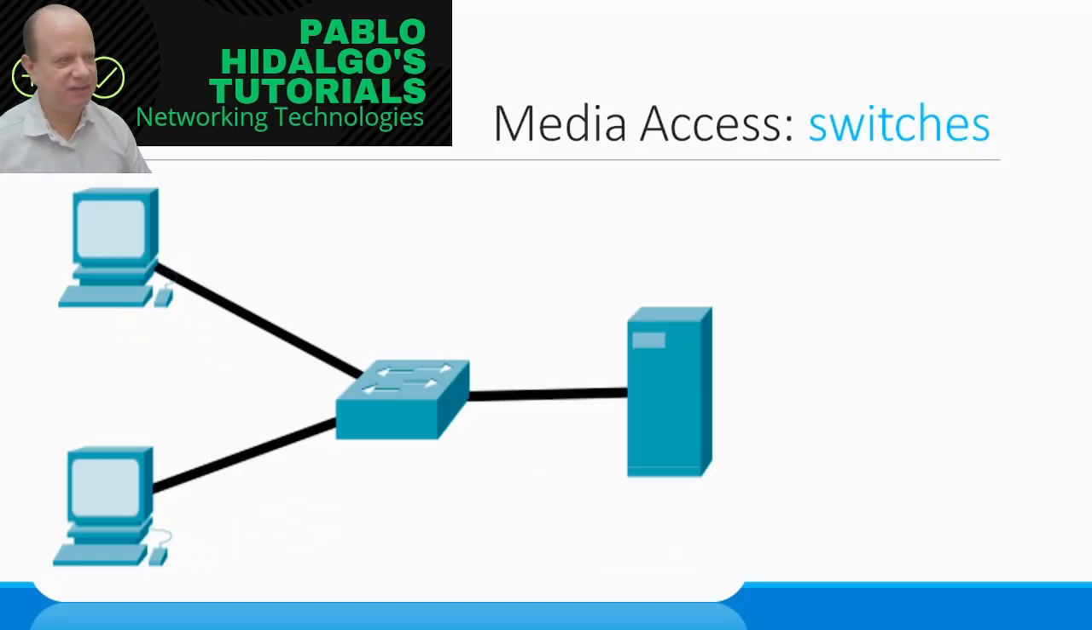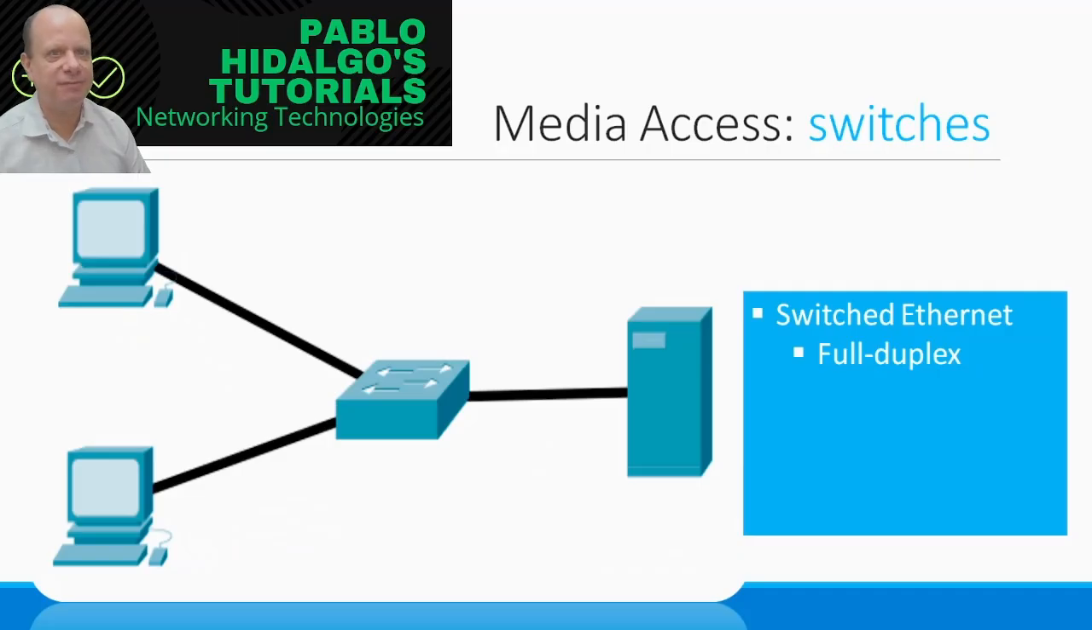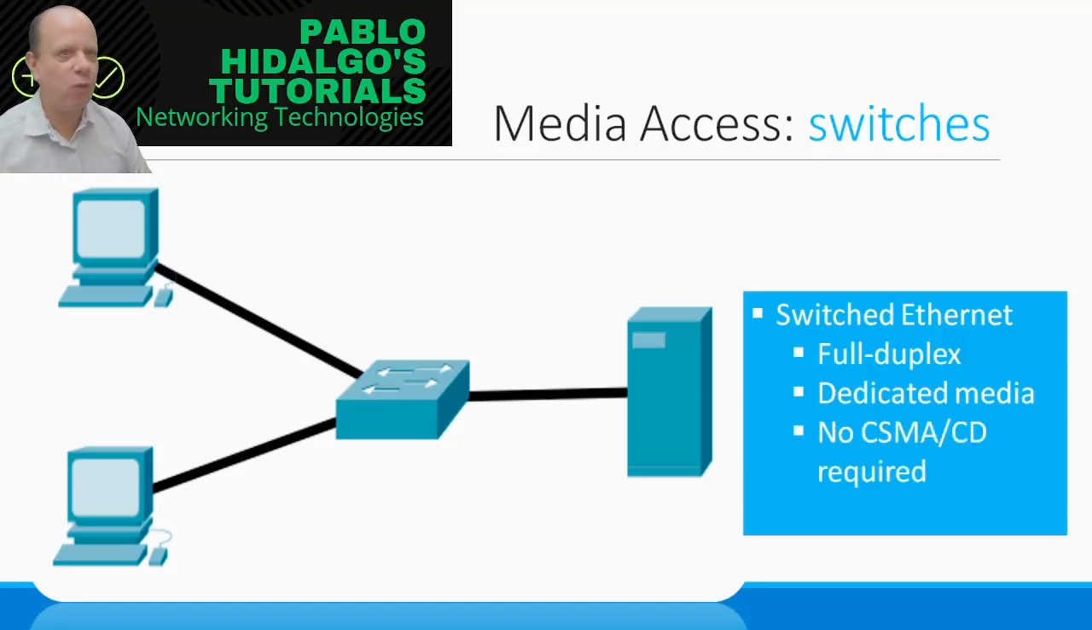Modern Ethernet LANs today use switches instead of hubs. The switches operate in full-duplex mode. With full-duplex communication, many devices can simultaneously transmit and receive on the dedicated medium. Full-duplex communication with Ethernet switches does not require access control through CSMA/CD. Also, we are not going to have collisions anymore.